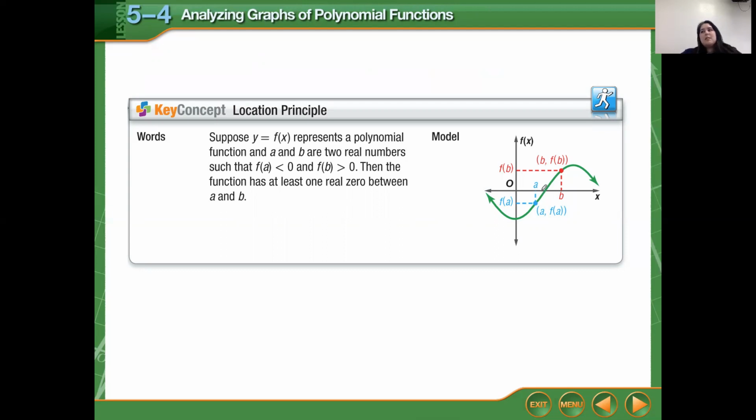So in math speak, it says suppose y equals f of x represents a polynomial function and a and b are 2 real numbers such that f of a is less than 0 and f of b is greater than 0. Then the function has at least 1 real zero between points a and b. Again, it's just saying that if you have a point above the x-axis and a point below the x-axis, somewhere in between, it's going to cross. You can go ahead and pause so that you have time to write this.